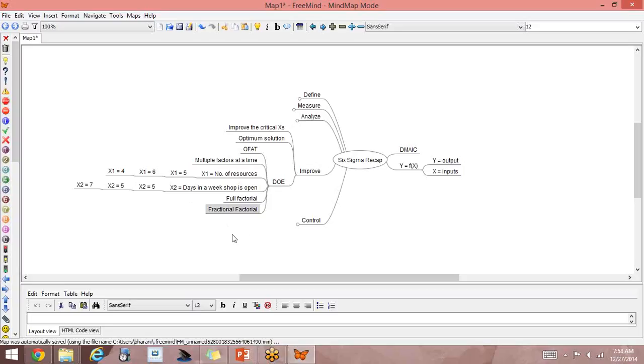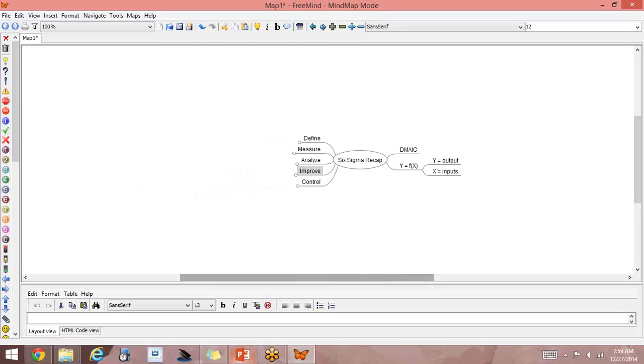You may not always get the optimum solution in fractional factorial, but in full factorial you'll always get it. But there is a trade-off always. Full factorial is very costly, very time consuming. Fractional factorial, you can do it quickly, but you need not necessarily arrive at the most optimum solution. You'll arrive at a solution which is the best among the experiments that you have run. So this is what we were doing in the improve phase.